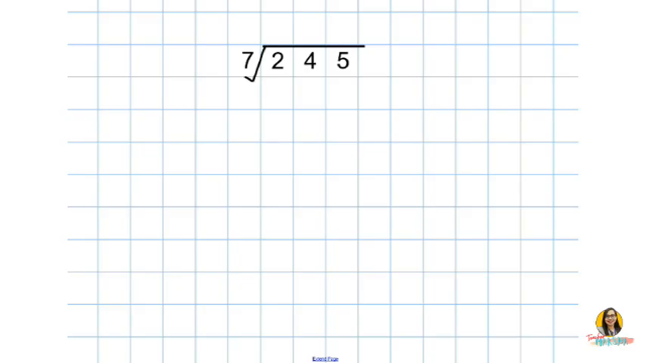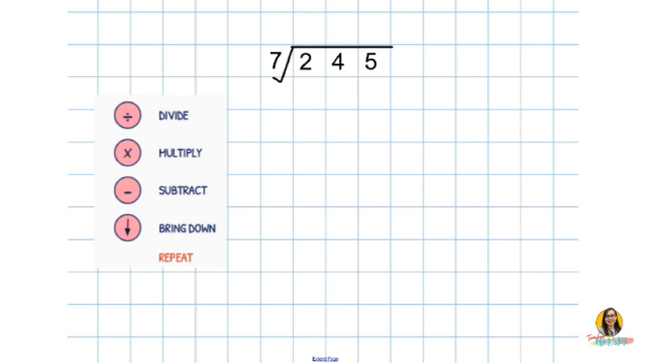Okay, so let's say we have here 245 divided by 7. In the long division method, we follow the steps DMSB: divide, multiply, subtract, bring down, and then repeat. I used to replace it with a funny acronym like Dead Monkey Smells Bad so that my students can easily remember it. Okay, let's begin.